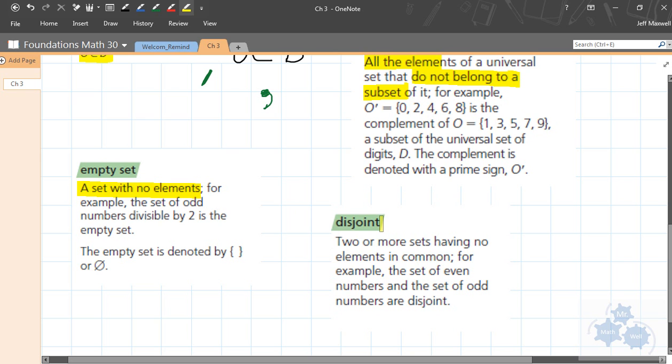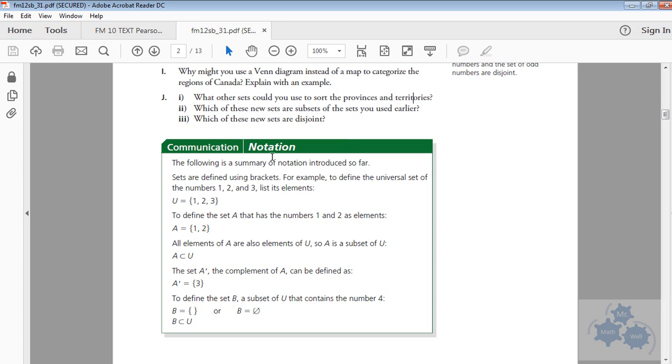Okay, so disjoint: two or more sets having no elements in common. Alright, so we move on to notation here. This is a bit of a summary of notation.